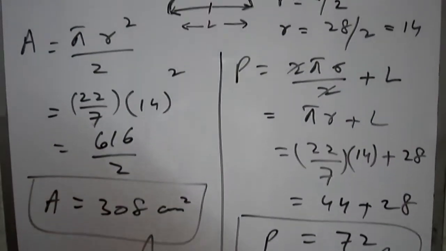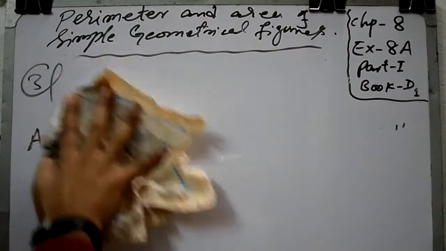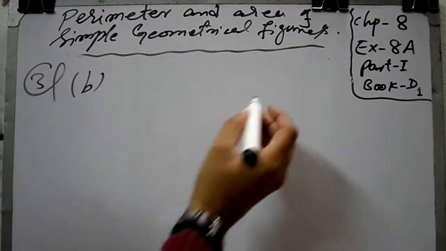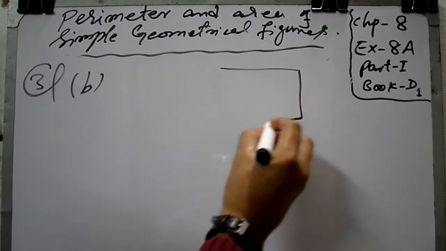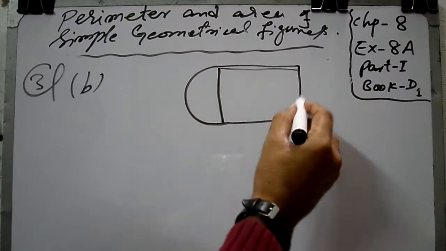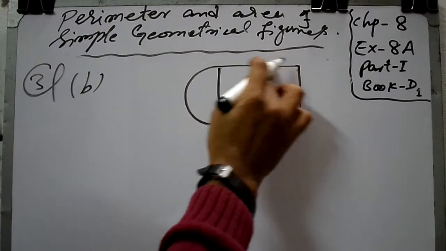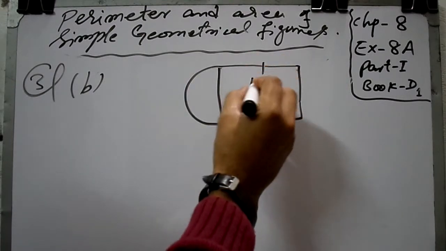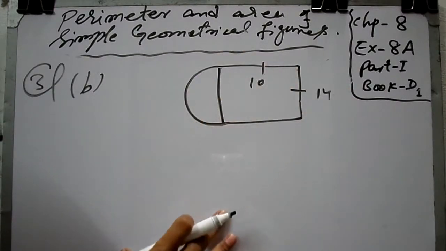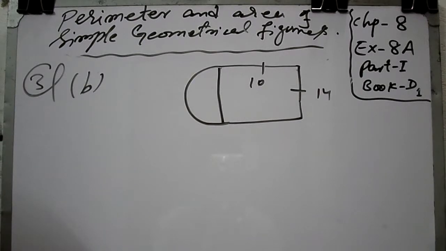Now the same question has a B part also. B part. Figure, you can see the figure. This is your figure. You can see it in your textbook. This one is 10 and this one is 14 centimeters, because all dimensions are in centimeters. So how can you find the perimeter? Okay, first of all you have to find its area.